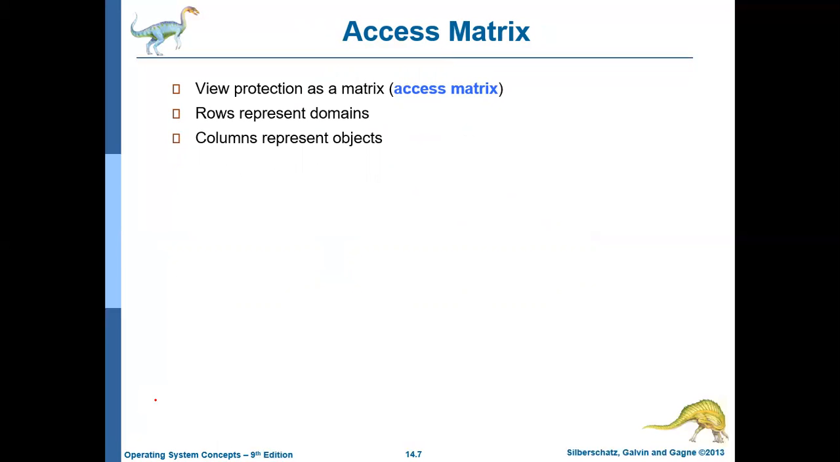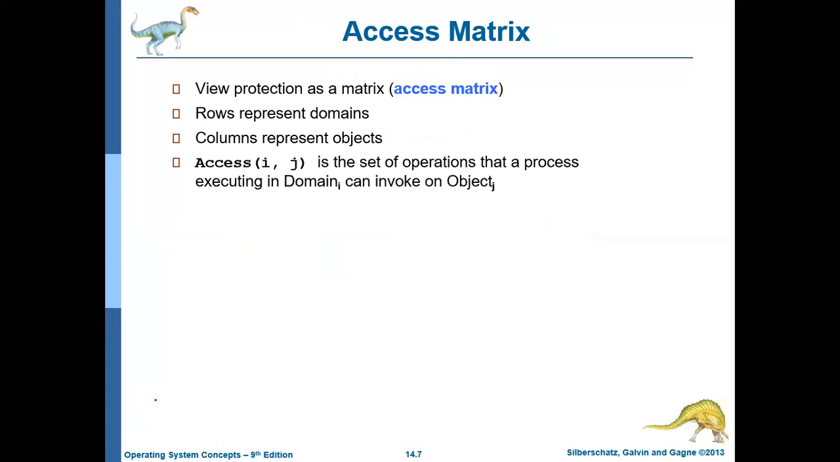In the access matrix, rows represent domains and columns represent objects. And each entry in the access matrix, access of i comma j, represents the set of operations that a process executing in a particular domain i can perform on object j. Okay. So in an access matrix, rows represent domains and columns represent objects, and an entry in this matrix, which we can generally call access of i comma j, means a set of operations that a process executing in domain i can invoke or perform on object j.